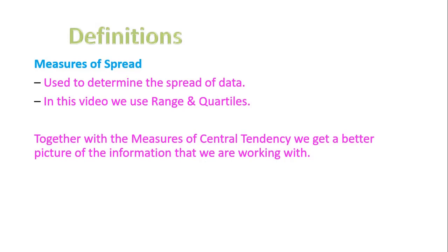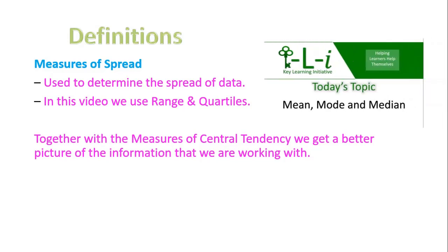So the measures of central tendency, mean, mode and median, and your measures of spread together give you a much clearer picture of what is actually happening with your data. When we work with quartiles, you need to be able to work out a median. If you don't know how to do that, I would suggest you watch my video on mean, mode, and median. I will leave the link in the comments section. Otherwise, if you know how to do a median, that's fine.